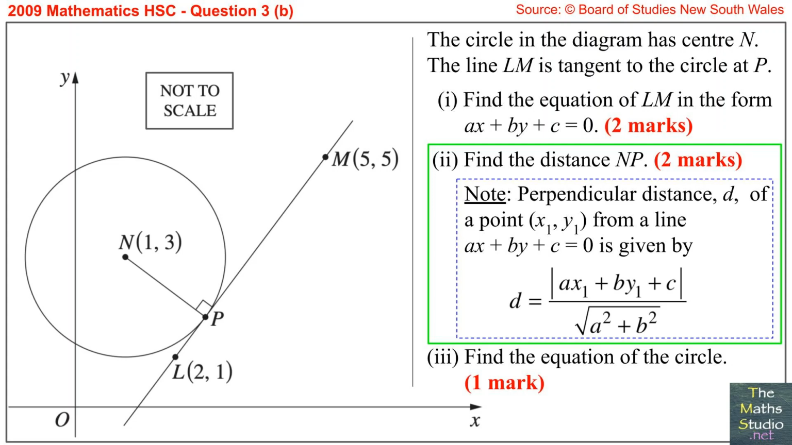Part 2. Find the distance NP. Note that the perpendicular distance formula will be required to answer Part 2. The perpendicular distance d of a point (x1, y1) from a line ax plus by plus c equals 0 is given by d equals the absolute value of (ax1 plus by1 plus c) over the square root of (a squared plus b squared).